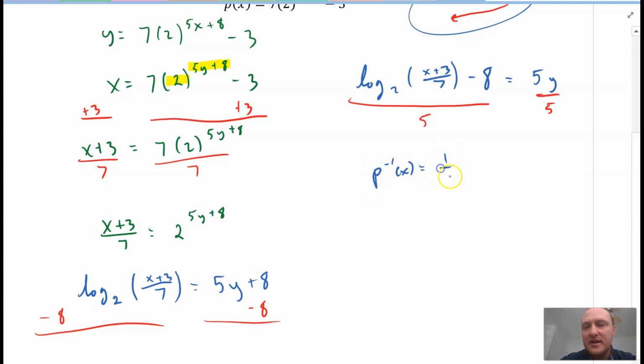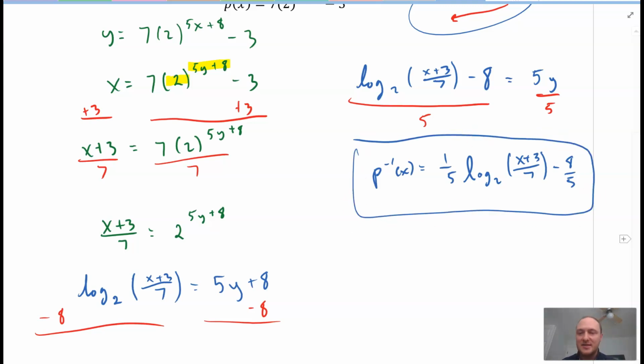I'm going to go ahead and write it as 1/5 of log base 2 of x plus 3 over 7. Okay, and I have to distribute this 5, right? This term is being divided by 5, and the 8 is also being divided by 5. So minus 8/5. And there is your inverse. Okay? All right, that's about as complicated as it gets, identifying inverses.